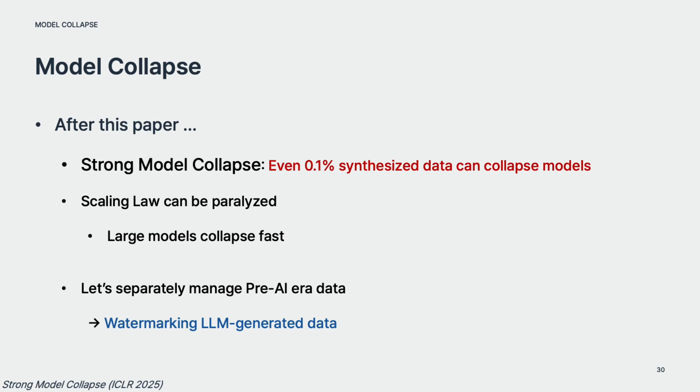One practical implication is the need for data governance. Separating pre-AI era data from model-generated data becomes critical. Techniques such as watermarking and provenance tracking may be necessary to prevent uncontrolled recursion.